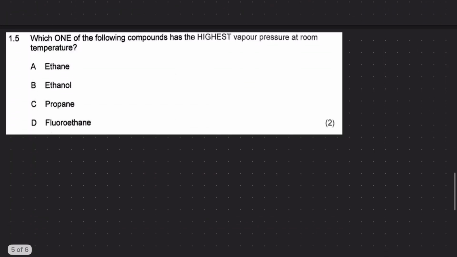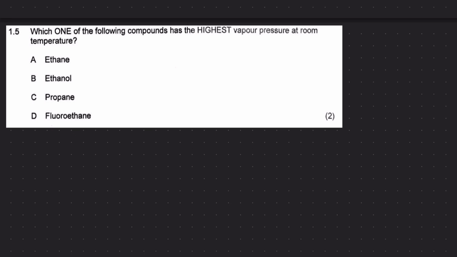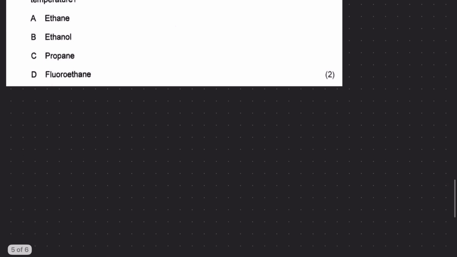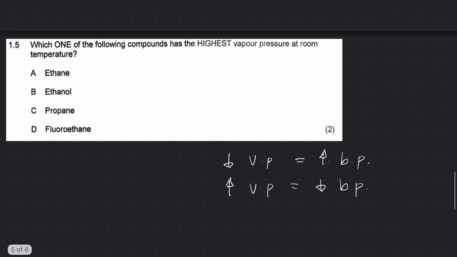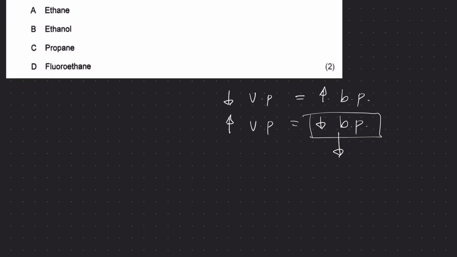Okay, let's look at question 1.5. Which one of the following compounds has the highest vapor pressure at room temperature? So remember, a low vapor pressure means a high boiling point. A high vapor pressure means a low boiling point. So if they want to know the highest vapor pressure, that means they want to know which one will have the lowest boiling point. So to figure out boiling point, we need to look at the intermolecular forces.